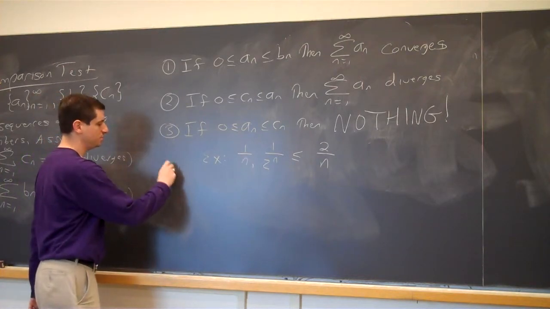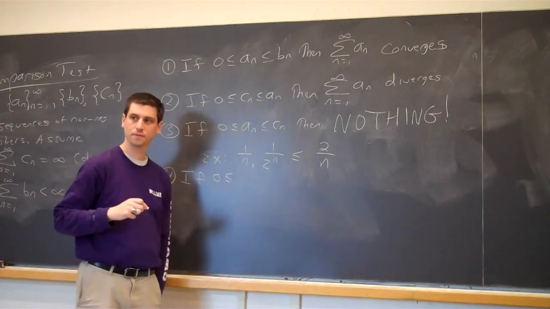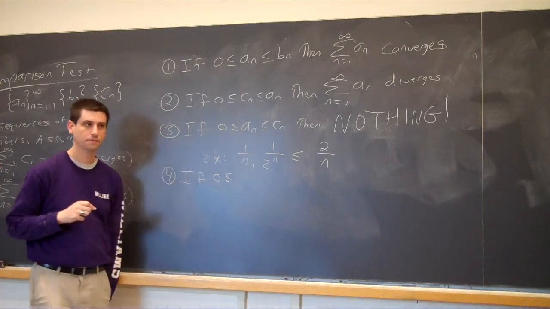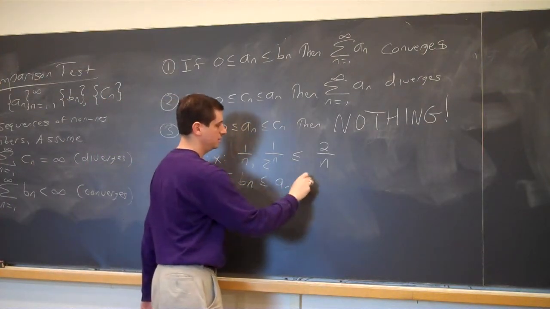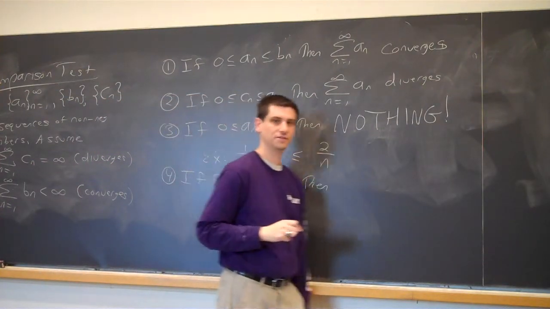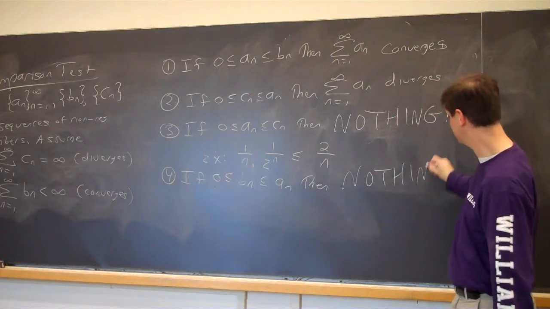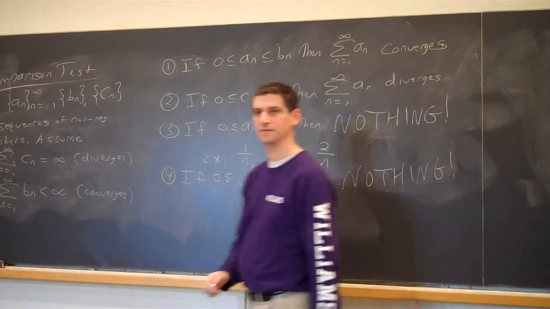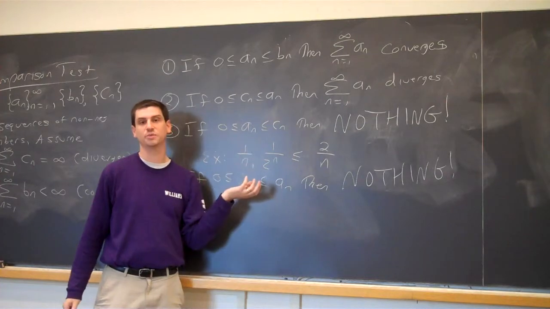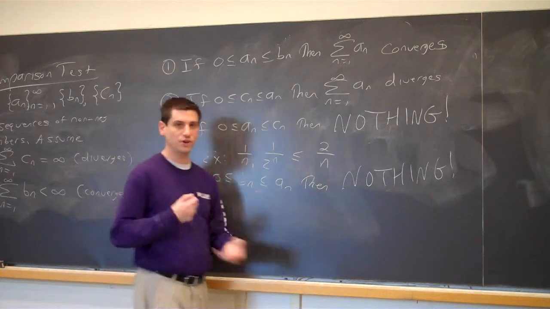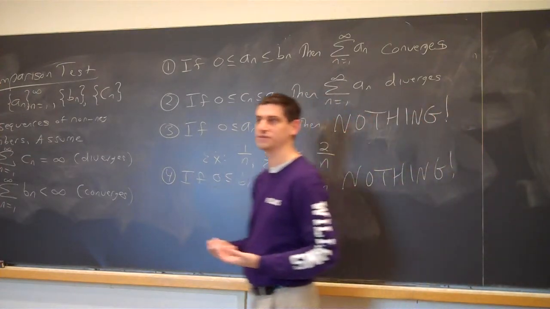We have one last possible comparison. If 0 is less than or equal to Bn less than or equal to An, then nothing! We have nothing useful in this case. All I know is my sum is greater than or equal to some finite number. Well, if I'm trying to figure out whether or not my sum converges or diverges, knowing that it's greater than a finite number is not enough to help me.